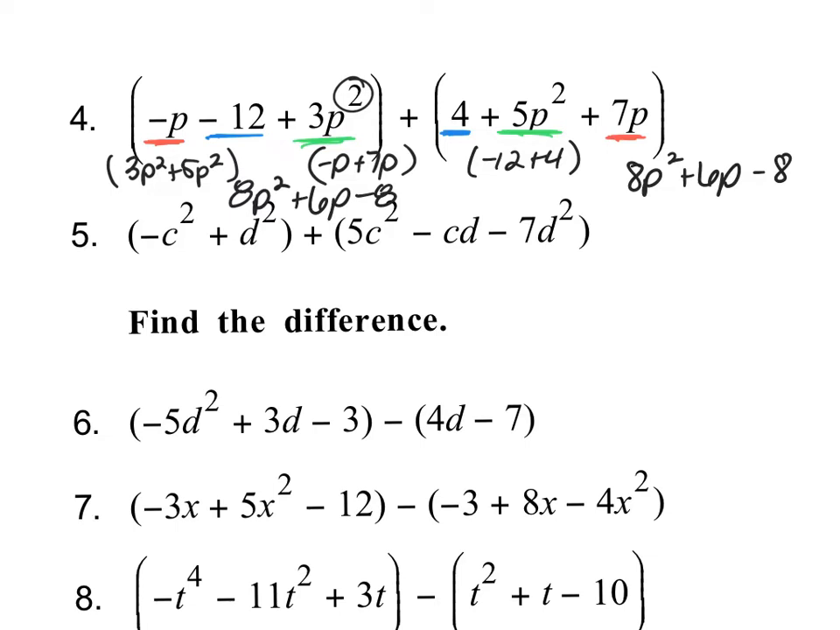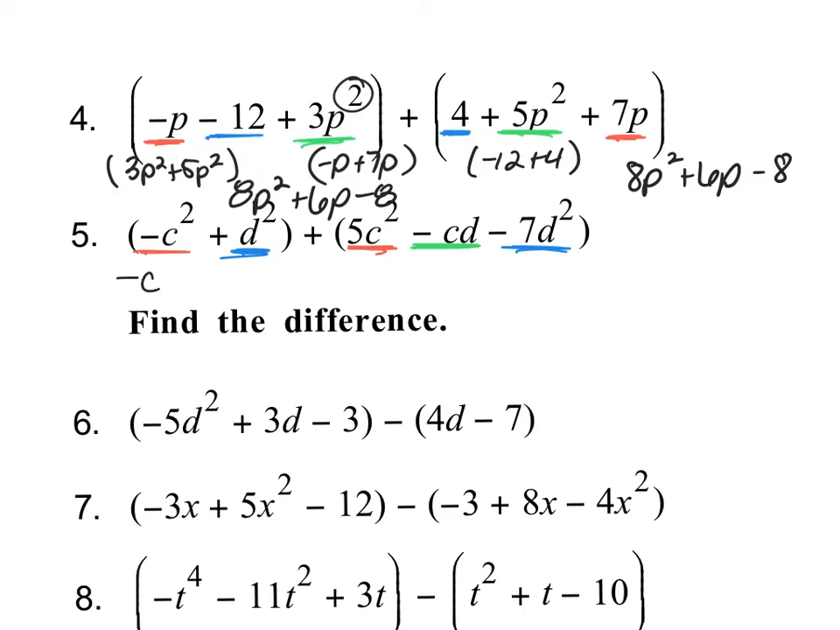And then number 5, we have two variables. So we're going to add up the c squareds, the d squared with the d squared, and then the cd is going to be over here by itself. If we had another cd in the first parentheses, we would add it to that. And now this one, we generally just put in alphabetical order, so the c squared will go first, and then the cd will go in the middle, and then the d squared will go last. You will not get marked off for not putting them in a proper order, though.